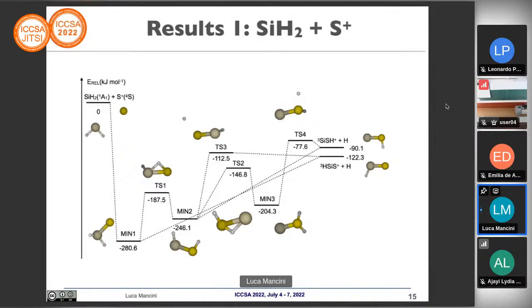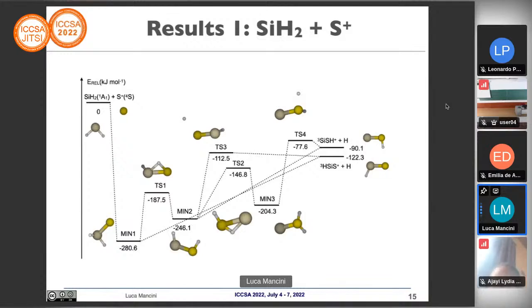As we can see in this slide, the reaction between the sulfur cation and the SiH2 radical starts with the barrierless interaction of the two fragments, leading to the formation of an intermediate, Min1, whose global exothermicity is around 281 kJ per mole, and it's characterized by the formation of a new Si-S chemical bond. Once formed, this intermediate can directly undergo hydrogen elimination, leading to the formation of the HSiS+ cation in a barrierless process, or it can isomerize through the transition state TS1, which is characterized by the transfer of a hydrogen atom from the silicon side to the sulfur side of the molecule.